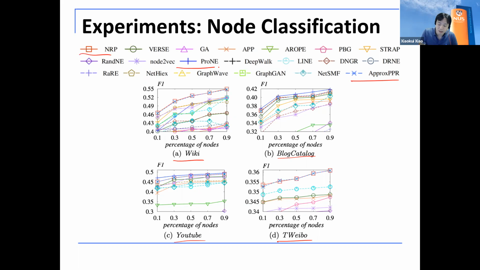So there is another approach called ProNE that outperforms us on those two datasets. But ProNE was unable to produce any embedding for T-Weibo because it ran out of memory. So it's fair to say that our approach provides one of the best performances on this experiment while offering better scalability than the only method that beats us on YouTube and BlogCatalog.